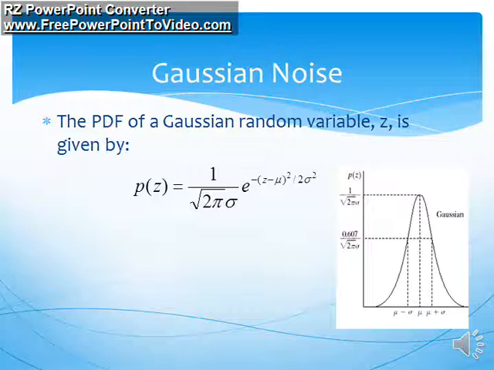So we will start with Gaussian noise. Here the term probability density function is very important for each and every noise. So we should calculate the probability density function, and we should also see the corresponding plot of the several noises. The first one is the Gaussian noise. Here the probability density function of Gaussian random variable z is given by p(z) = 1 by root over 2 pi sigma, e to the power minus (z minus mu) square by 2 sigma square, and the equation as well as the corresponding plot has been given at the right side.